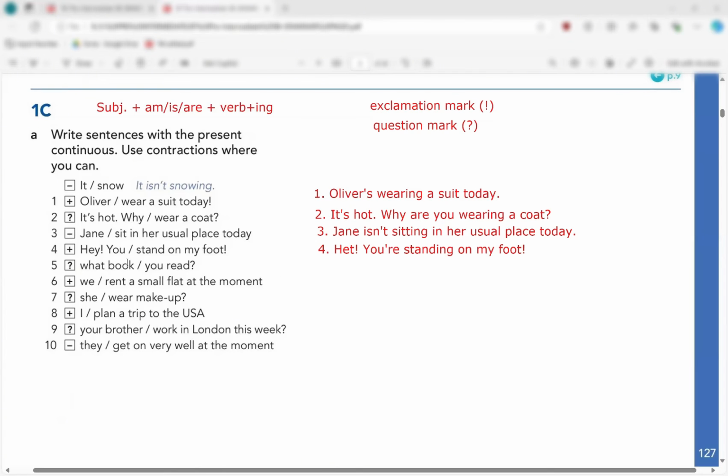Anyway, 5. Here's a question mark. What book you read? You is the subject. So if it's you, we use are. The number 5, what book are you reading? You see that? What book are you reading?